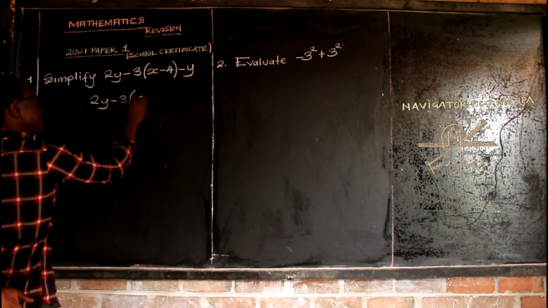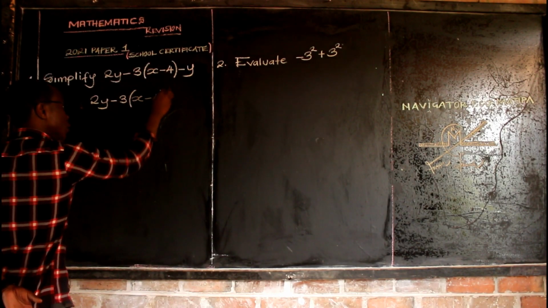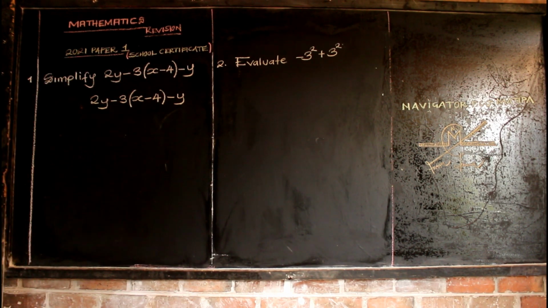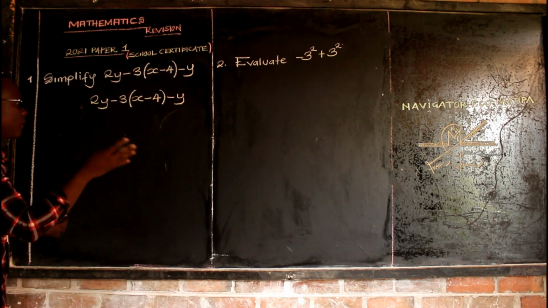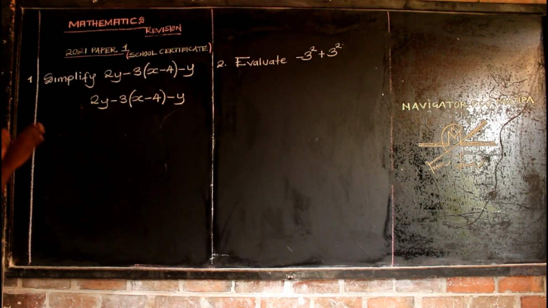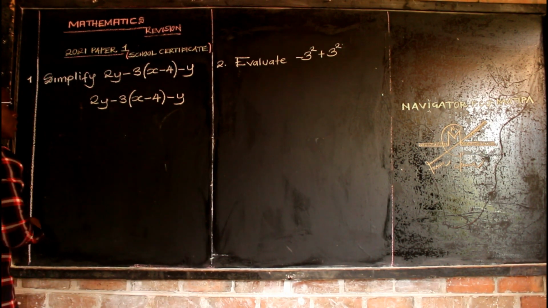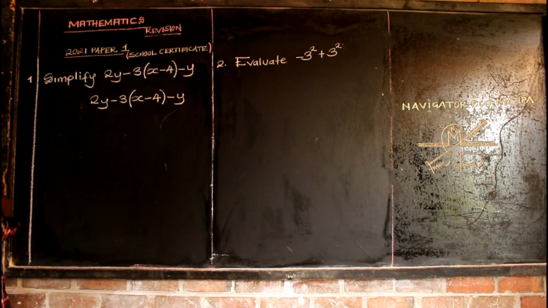Open brackets, you have got x minus 4, then close, minus y. So we have been taught to simplify this expression. To simplify simply means to reduce, to make the expression look simple. So let us reduce this expression. How are we going to simplify this one?